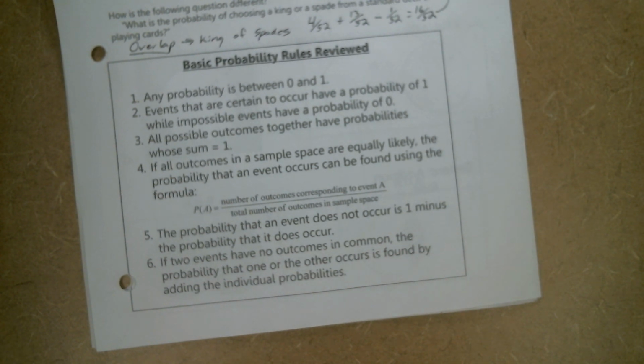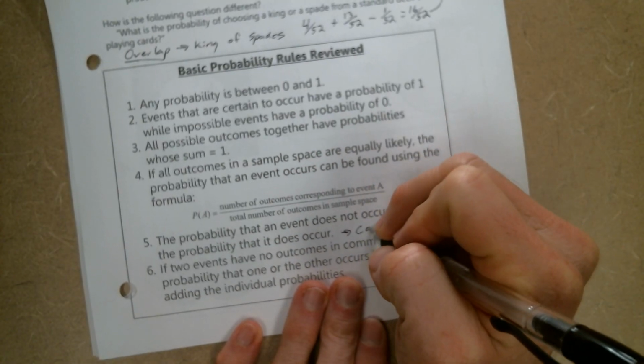4, if all outcomes in a sample space are equally likely, the probability that an event occurs can be found using the formula number of outcomes corresponding to the event divided by total number of outcomes in the sample space. All right, that's what we were doing with the dice. We were saying, okay, there's 36 total choices. And since each of these is equally likely, we can just say, oh, there's 4 ways to get this, or there's 10 ways to get this, and just continually put it over 36 because everything was equally likely to have happened. The probability that an event does not occur is 1 minus the probability that it does occur. This was that whole complement idea that we just talked about.